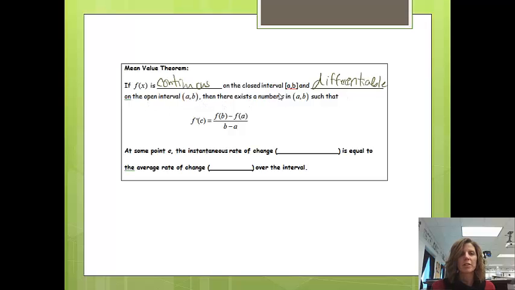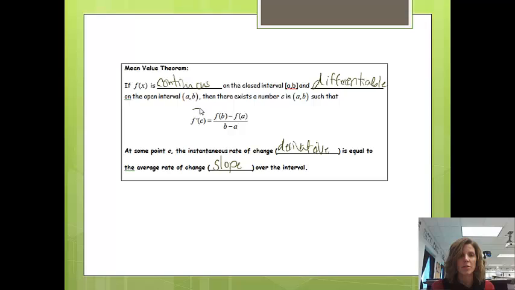then there exists a number c in (a, b) such that f prime of c is equal to f of b minus f of a all over b minus a. Okay, just in case that's not looking familiar to you, basically what this theorem is saying is that at some point c, the instantaneous rate of change, or the derivative, is equal to the average rate of change, or the slope.